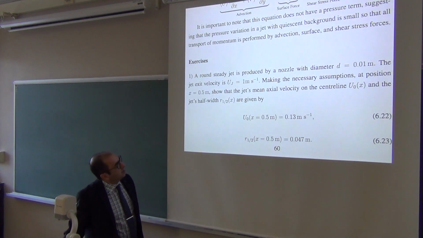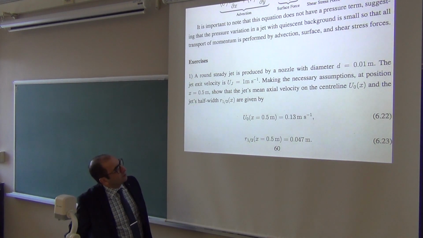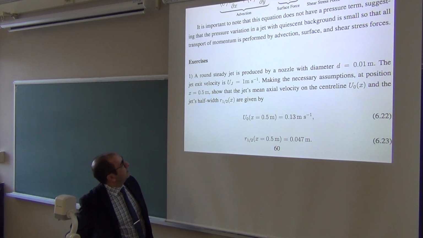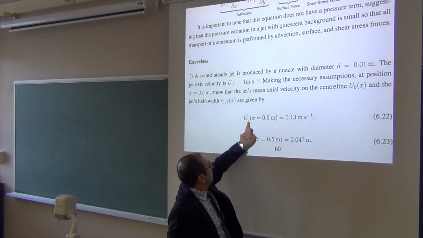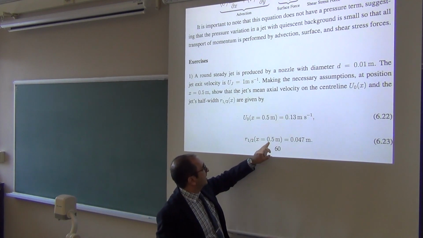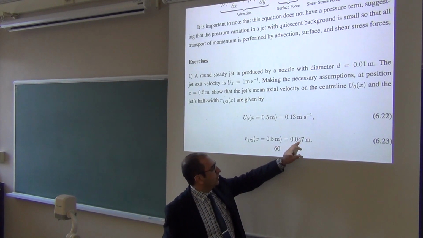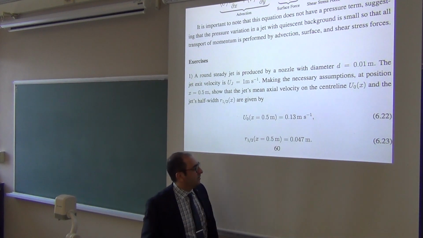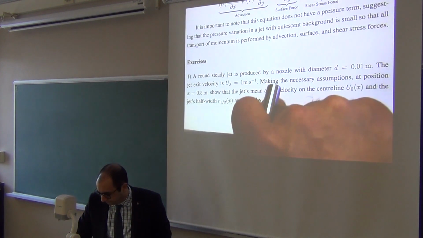A round jet is produced by a nozzle with some given diameter, 1 centimeter. The jet exit velocity is 1 meter per second. Making the necessary assumptions, at some position half a meter away from the jet, show that the jet's mean axial velocity and the jet's half-width distance are given by these numbers. So mean axial velocity at half a meter is 0.13 meters per second. And half distance at that location is 0.047 meters, 4.7 centimeters.